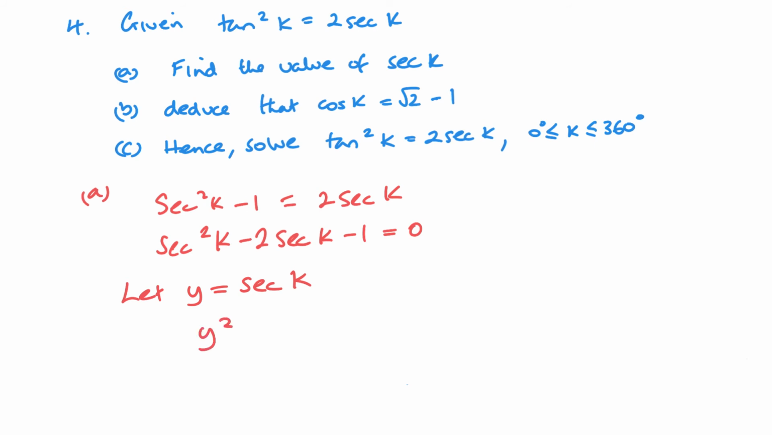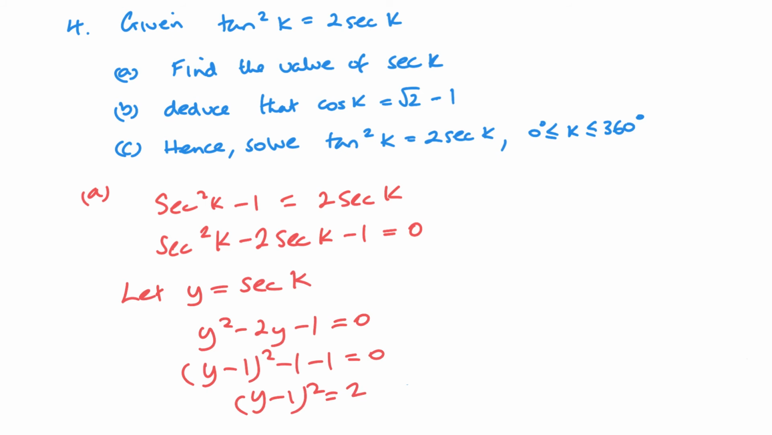Then we've got y squared minus 2y minus 1 equals 0. Let's complete the square. (y minus 1) squared minus 1 minus 1 equals 0. So we've got (y minus 1) squared equals 2. y minus 1 equals plus or minus root 2, y equals 1 plus or minus root 2.